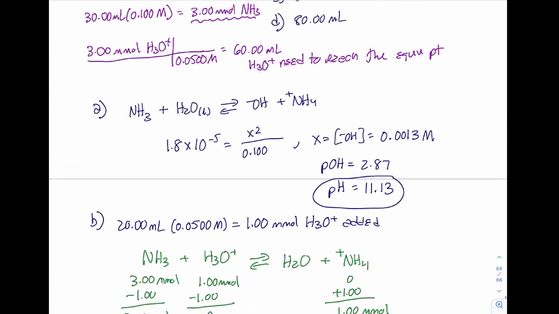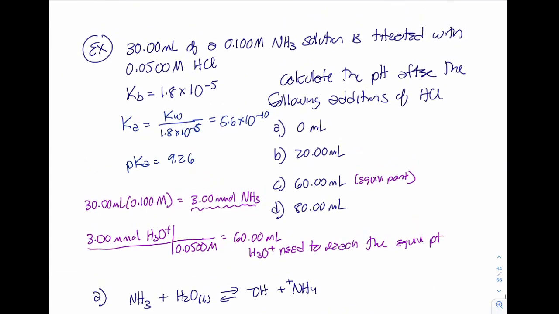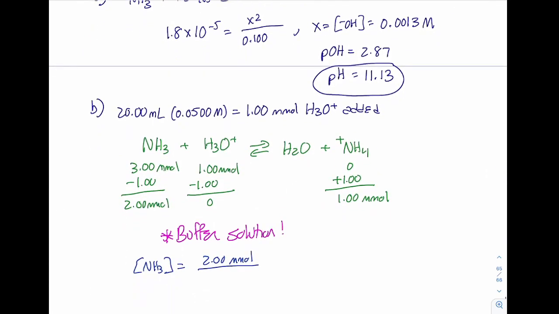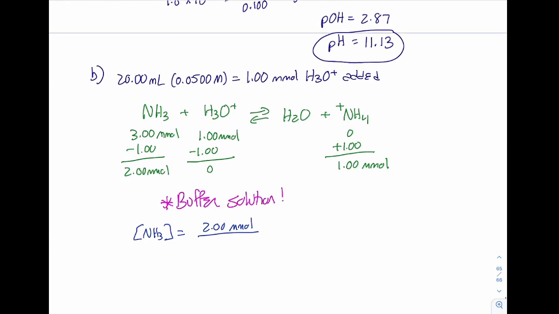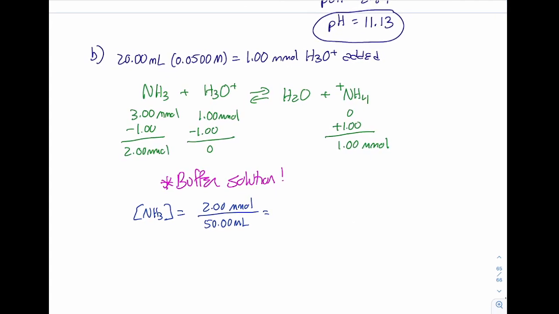So as far as total volume goes, back up to my problem, we started out with 30 milliliters. I've added 20 milliliters to it. So I currently have a volume of 50 milliliters. And I'm just going to set them both up and then get my calculator out and solve them both after.